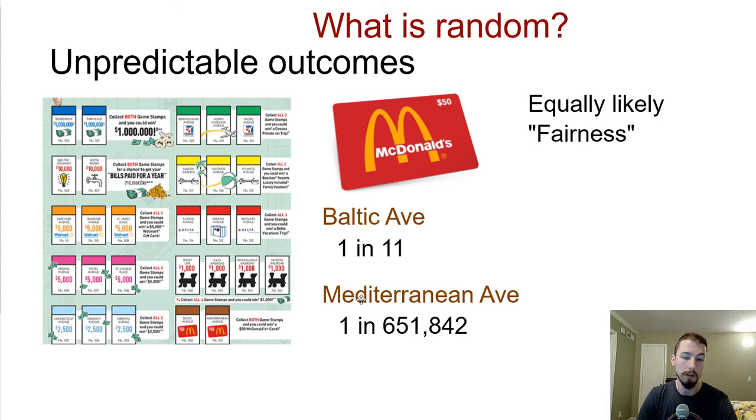And so you get Mediterranean Avenue and you think, oh, that must have been the common one. There's no way I'll find the Baltic Avenue. And you could be that 1 in the 651,842, and you throw yours away because you didn't know that was actually the rare one that actually had value. And how much value? Oh, $50 of value. It's not even that much.